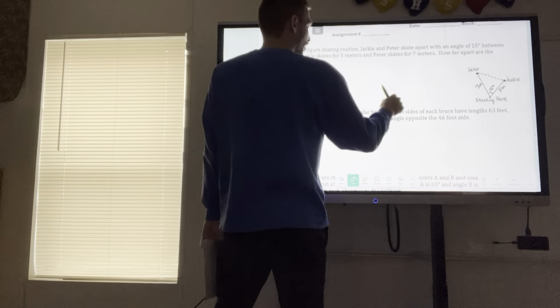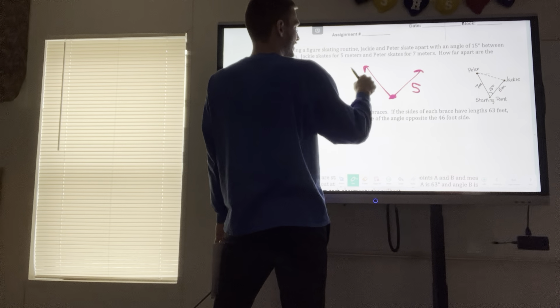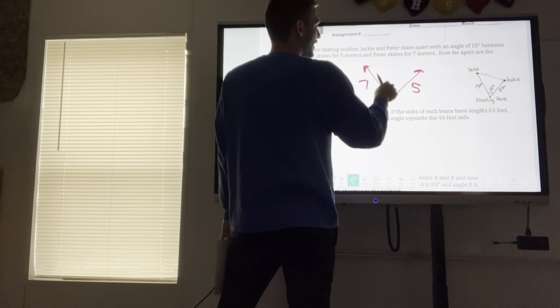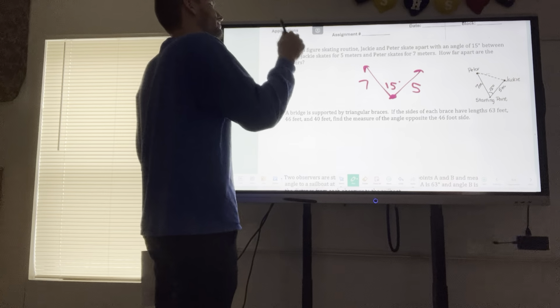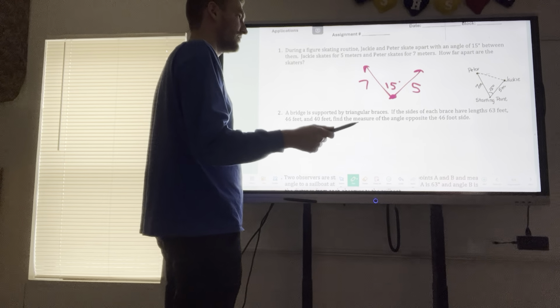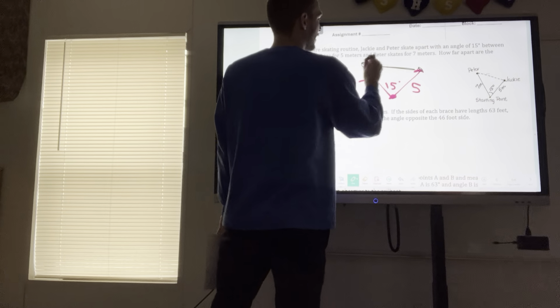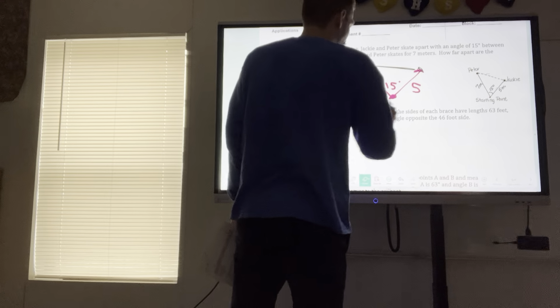So they start in the middle. One of them goes 5, the other one goes 7. They're 15 degrees between them. And when it says how far apart are the skaters, they're talking about this is a skater, this is a skater. How far is that? Obviously you have the exact same picture already drawn for you.